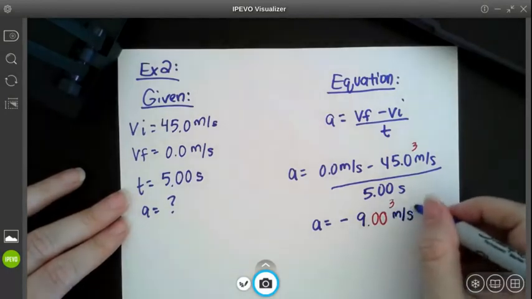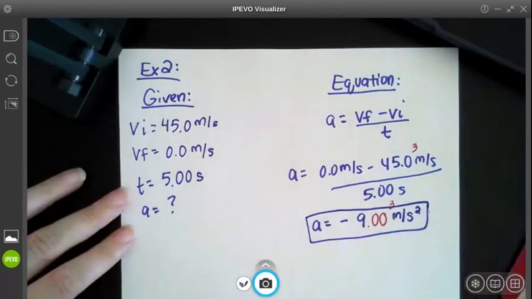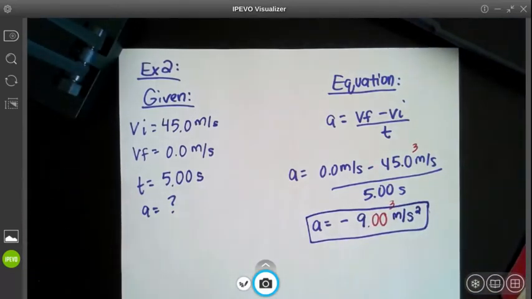And then as always, we must remember to put our units. So this answer is negative 9 meters per second squared.